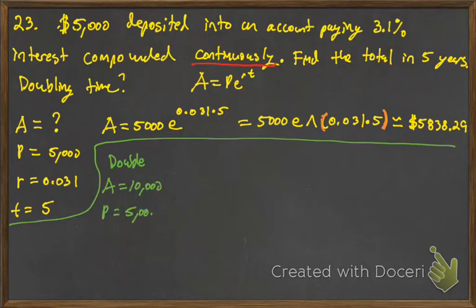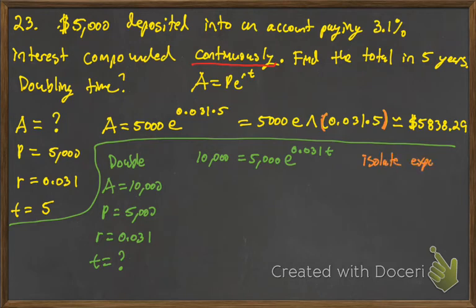If we want to find the double, double that initial value will be 10,000. We started with 5,000. We're going to assume the same interest rate, but this time we're looking for the doubling time, so we will not know what the time is. So A is 10,000 equals P, which is 5,000, e raised to the 0.031 times t. So the first thing we're going to do here is isolate the exponential, so that is going to require us to divide by 5,000.